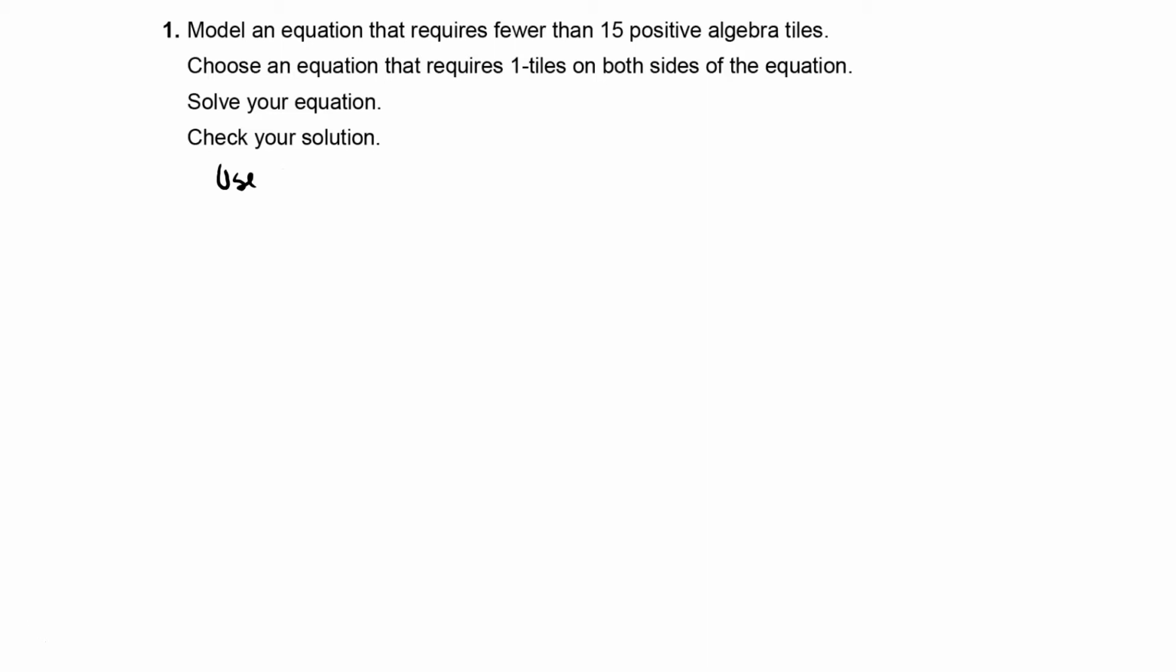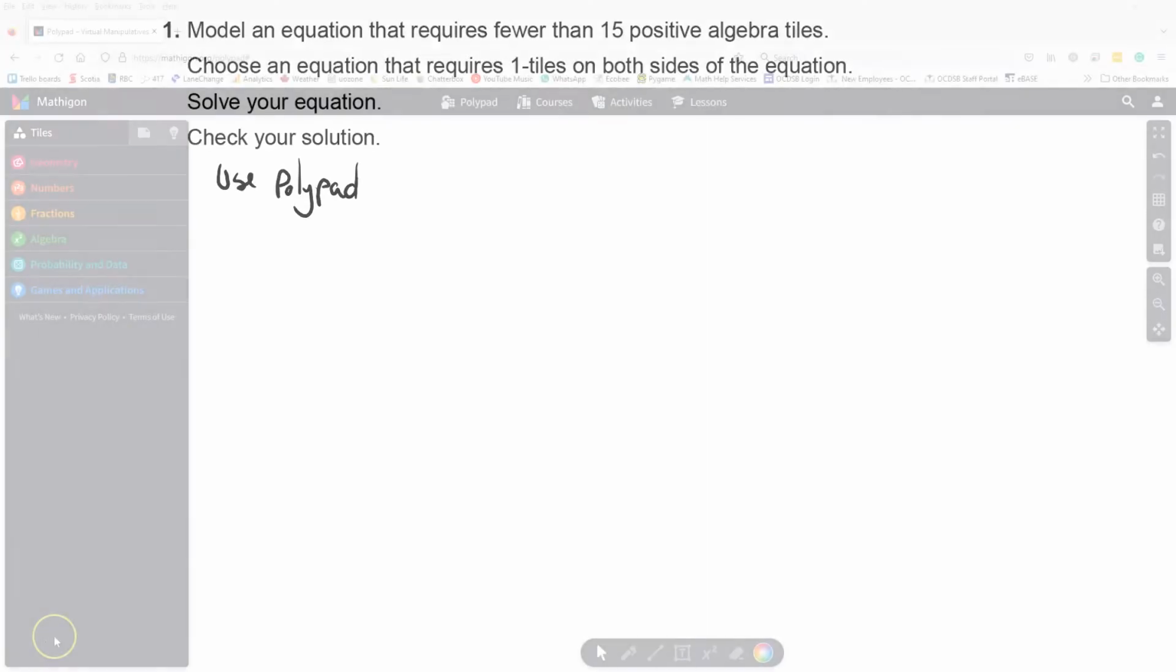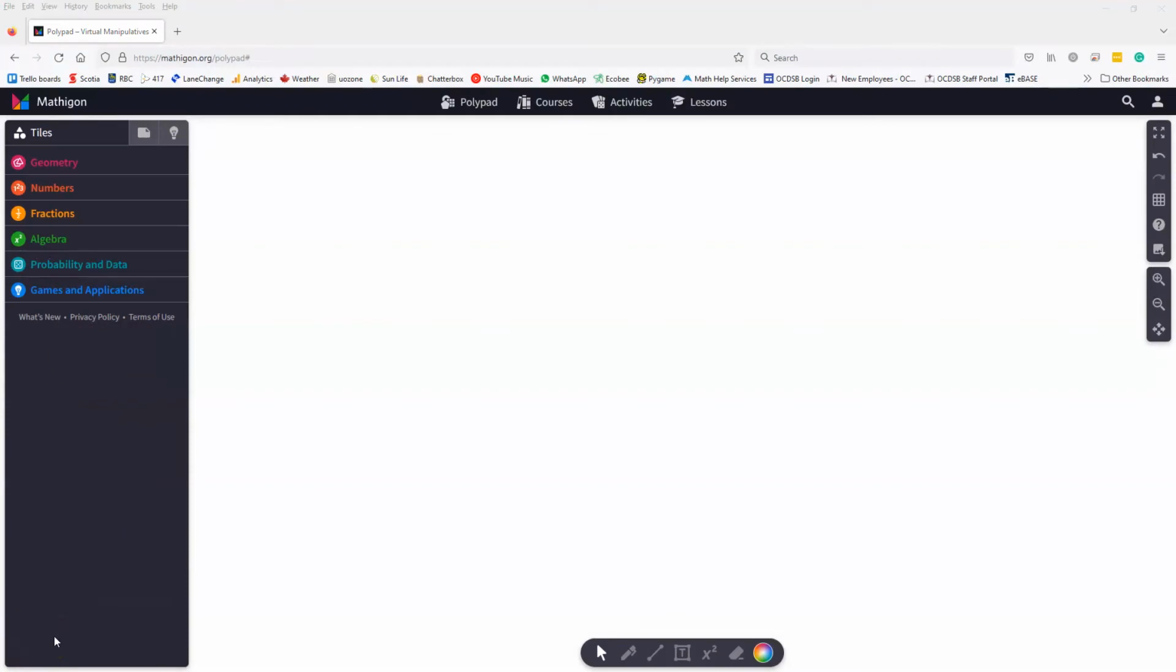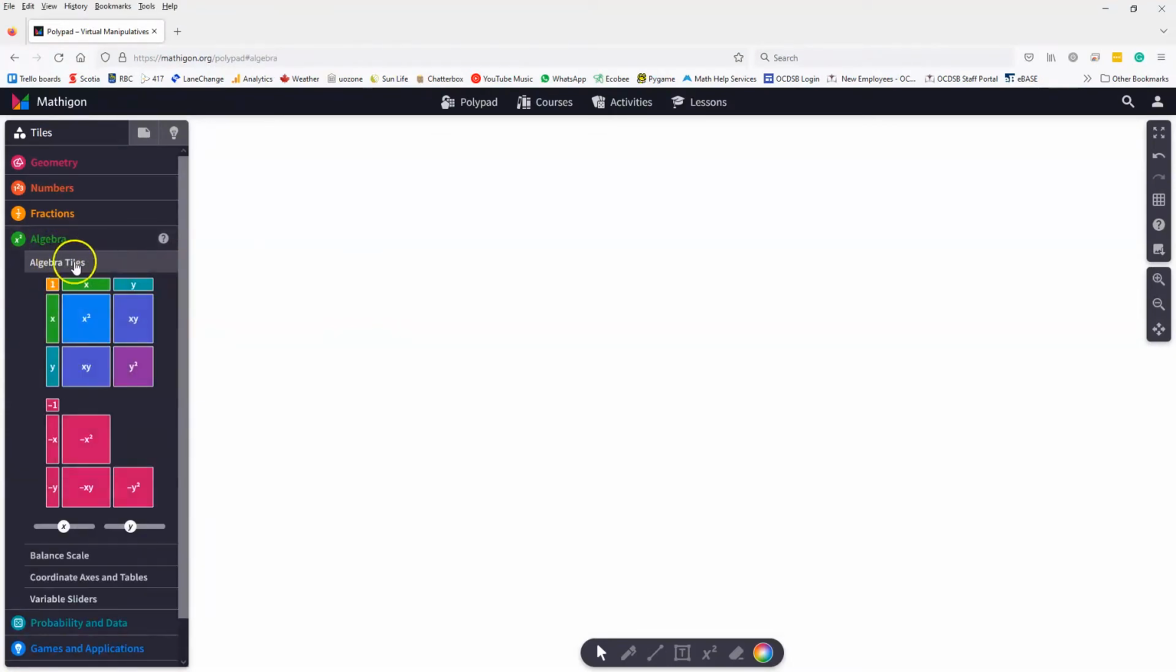To solve this problem, I'm going to use PolyPad. So I go to mathigon.org/polypad, and I'm going to go to algebra and specifically the algebra tiles. In this problem, we're asked to only work with positive algebra tiles, so we're just going to be working with the tiles up here, and we're only going to be working with single variables, just the x's, so it really limits us to what we're using here.